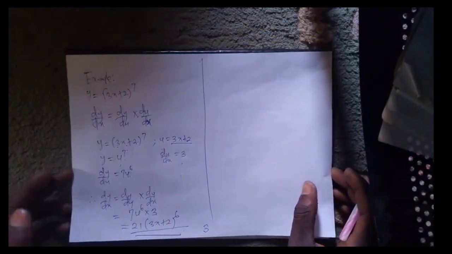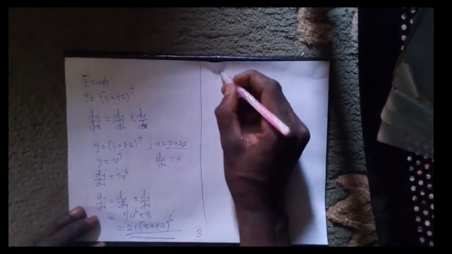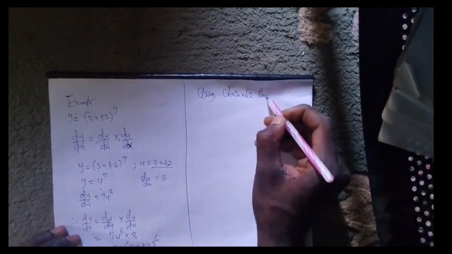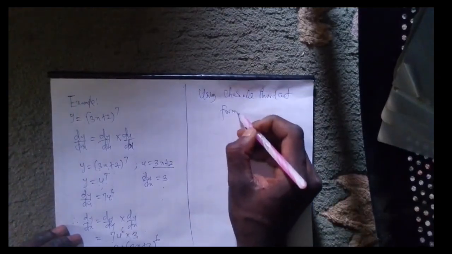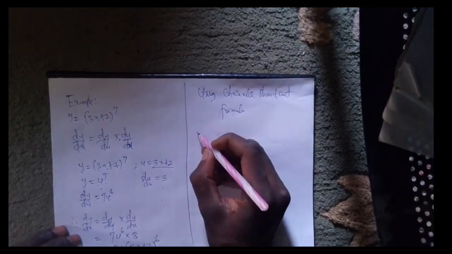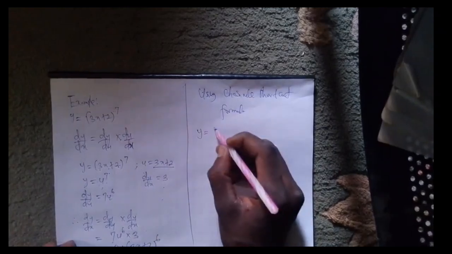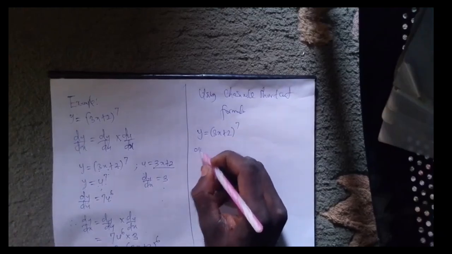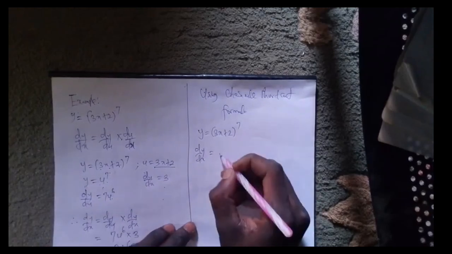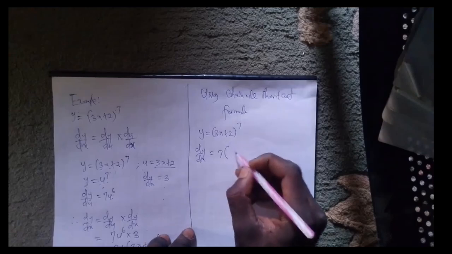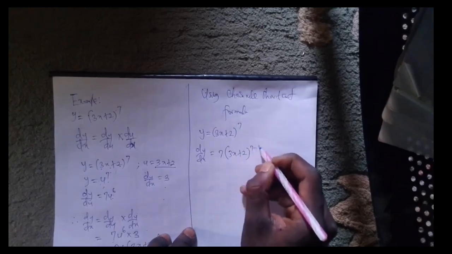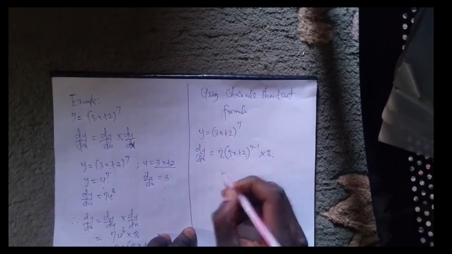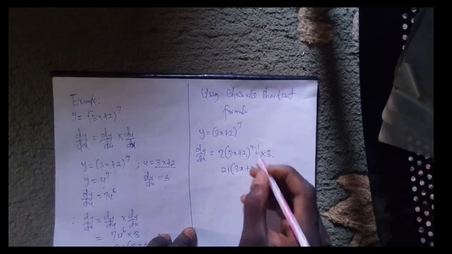Now the general shortcut formula. Let's use it. Y is equal to 3x plus 2 power 7, and then dy dx will be: bring your 7 here down, bring the power down, and then 3x plus 2, subtract 1 from the power, right? And then multiply by whatever is the derivative of the inside. Derivative of the inside is 3. So 7 times 3, 21, into 3x plus 2 power 7 minus 1, 6.